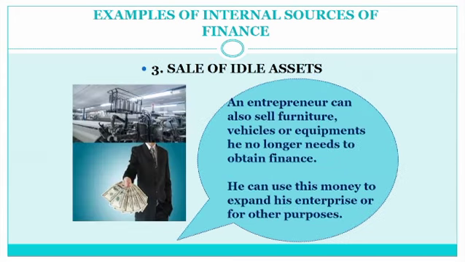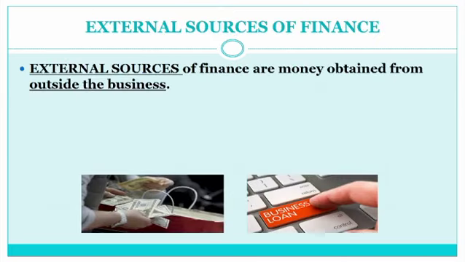Number 3, sale of idle assets. An entrepreneur can also sell furniture, vehicles, or equipment he no longer needs to obtain additional finance. He can use this money to expand his enterprise or for other purposes. External sources of finance. External sources of finance are money obtained from outside the business.